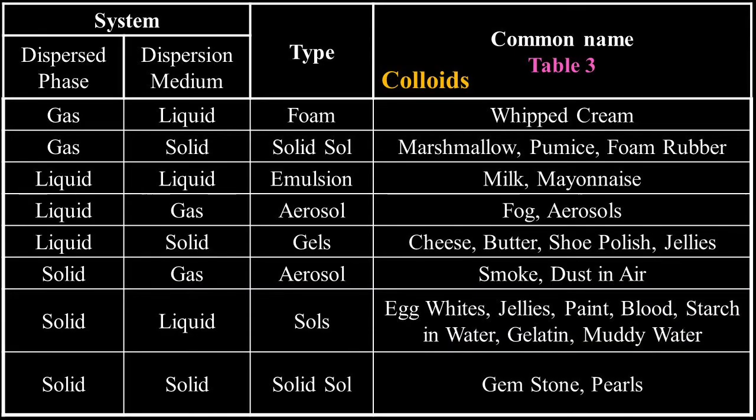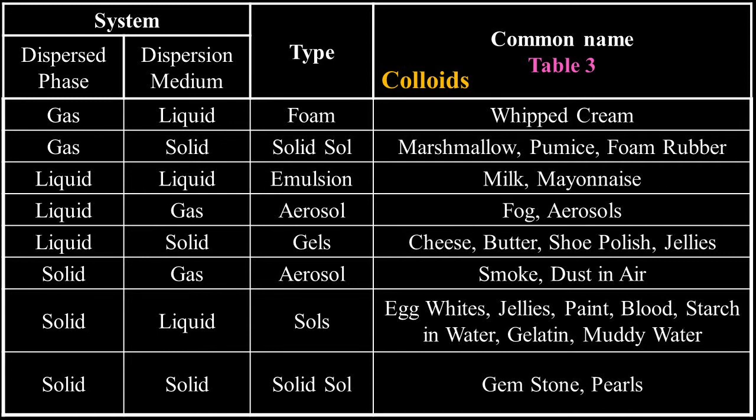Here is a table of colloids. Now, you have 2 columns on the left. The dispersed phase, which would be the solute, quote-unquote solute, and then the dispersion medium, which would be the solvent. A solute and a solvent are terms used in solutions. This is not a solution. However, dispersed phase is analogous to the solute, and the dispersion medium is analogous to the solvent.